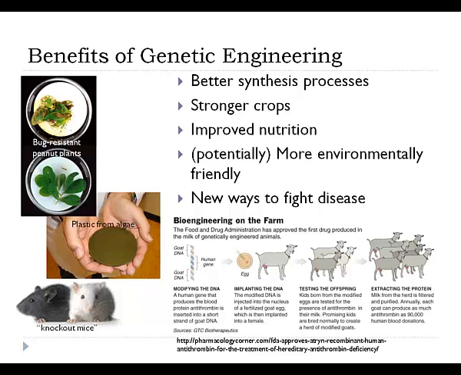And in fact, we can even make drugs now. Just within the last couple of years, the FDA has approved what's called ATryn, which is a drug that treats people that have a disease called antithrombin deficiency. Antithrombin used to be obtained by taking human blood plasma, isolating the antithrombin, and then giving it to people.